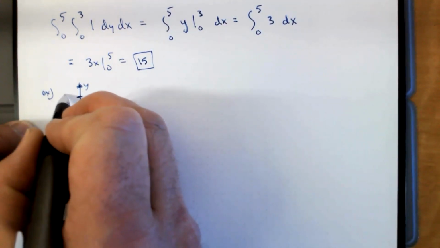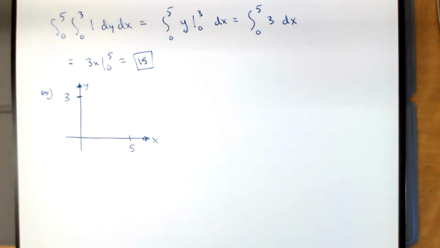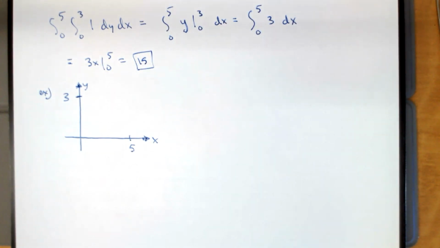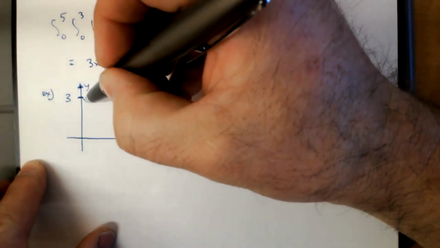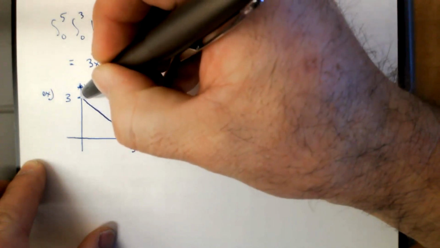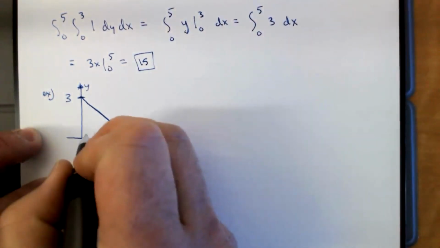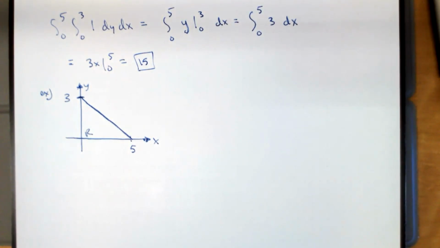So I'm still going to have a 3 up here, and I'm still going to have a 5 down here. But now the region is going to be a triangle. I'm just going to connect the 3 down to the 5 with a line. And we want to do the same thing. Describe this region for a double integral. Actually, for 2 double integrals, a dx dy and a dy dx.